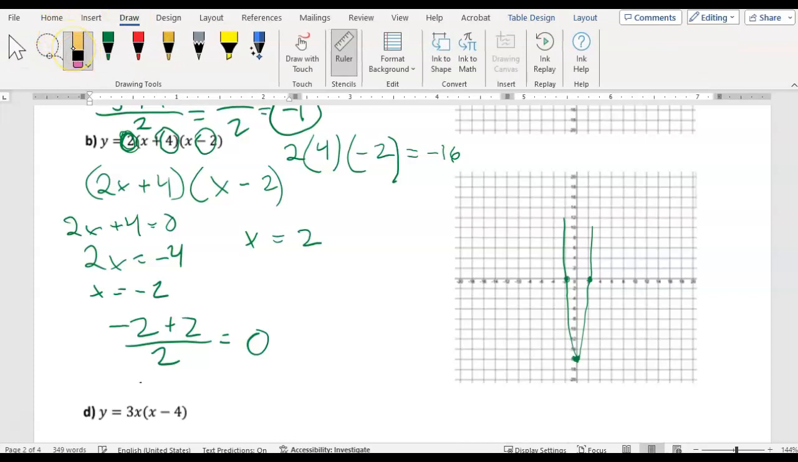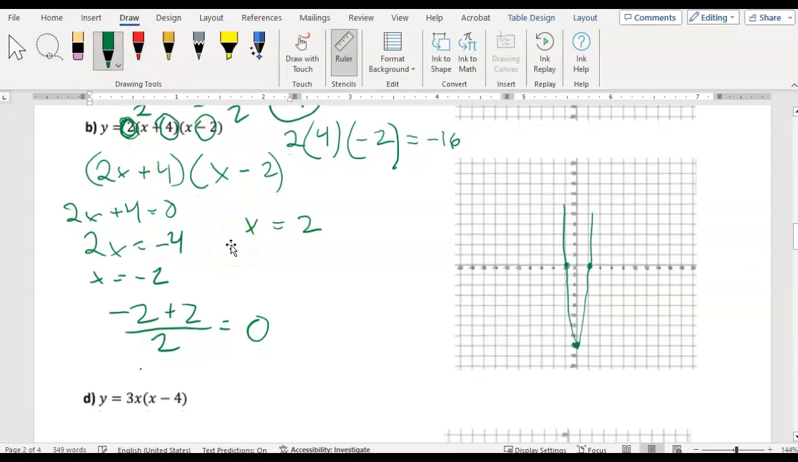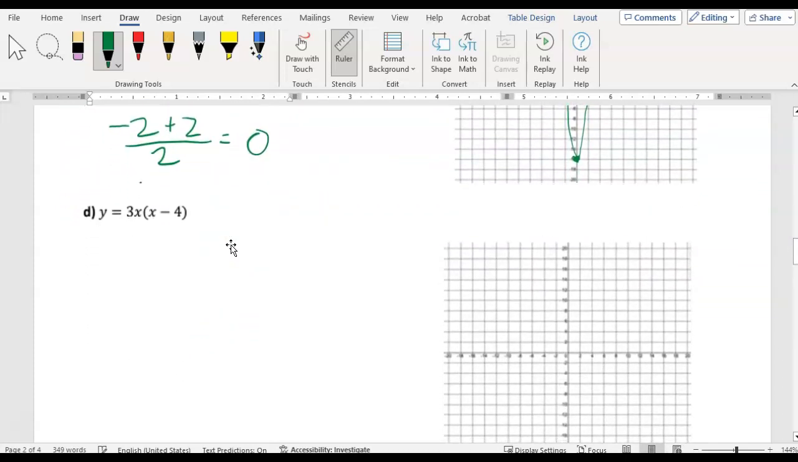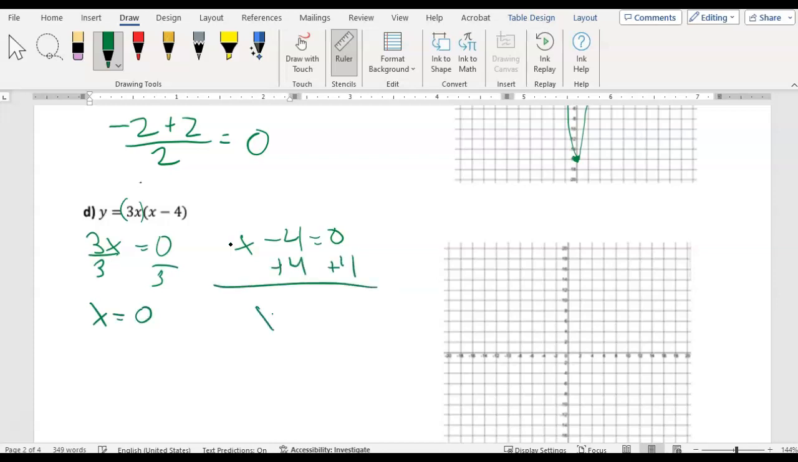Let's take a look at the next one. So we have 3x times (x minus 4). This is also factored, so I can set that equal to 0. Divide both sides by 3, that means x has to equal 0. Add 4 to both sides, that means that x is 4. So now we have 0 and 4 as our x-intercepts.